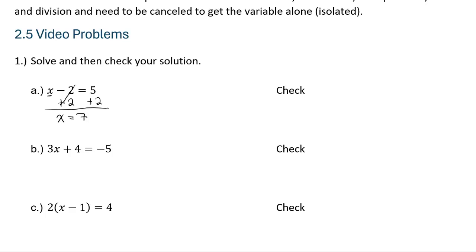Now to check, I'm rewriting the original problem, right? And now I need to take the variable out, replace it with parentheses, and then I'll take the answer that I got, which is 7, put that into the parentheses, and then the left side simplifies down to 5, which is the same as the right side. So that is confirmation that 7 is the correct answer.